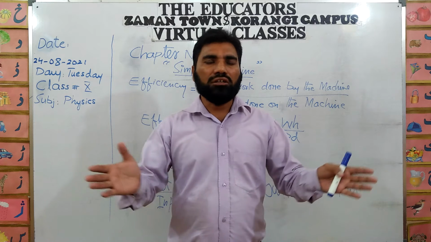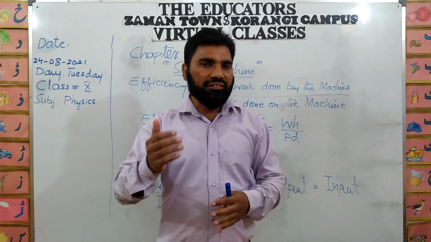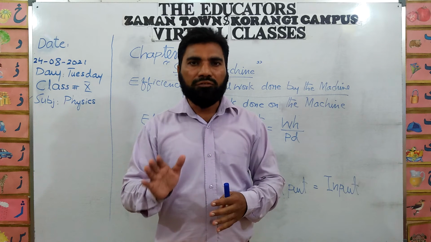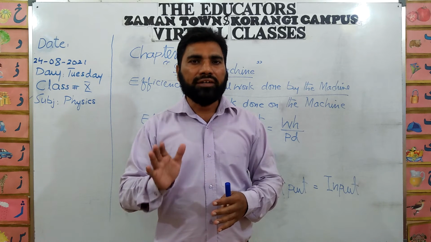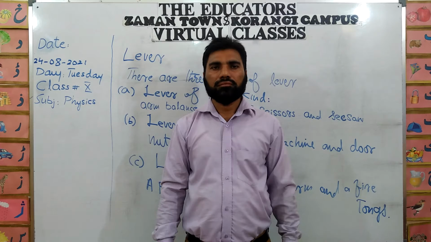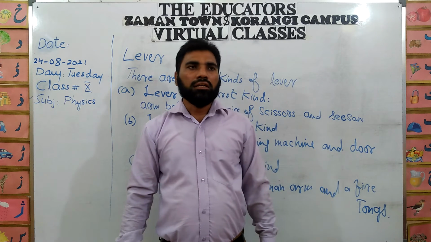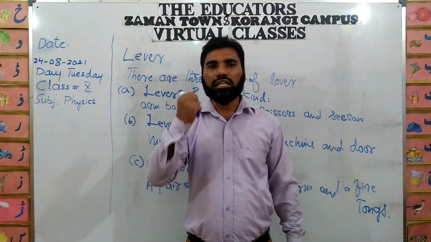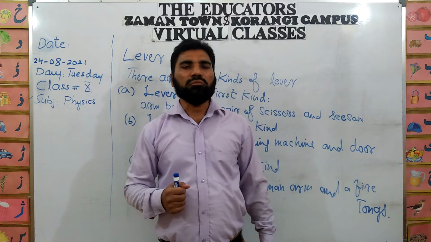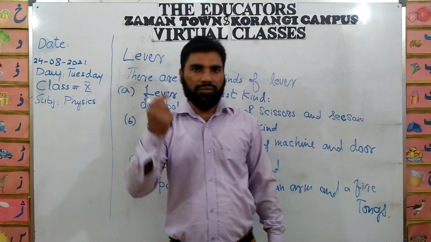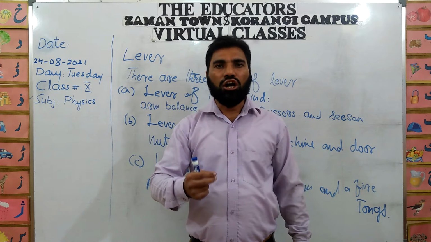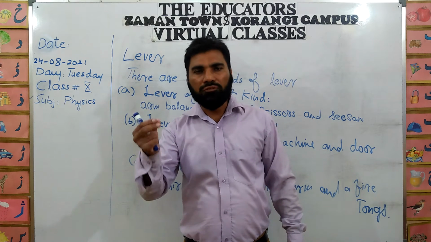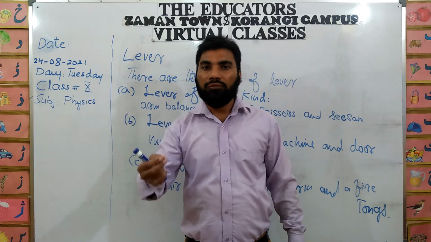Around you there are a lot of machines, but in the real case 100% efficiency is not possible. Efficiency is less than 1 for the real case. Students, now we are going to talk about simple machines. The first simple machine is the lever. A lever is used to lift a heavy weight by applying a small effort. We apply a small effort, but we lift a heavy load.